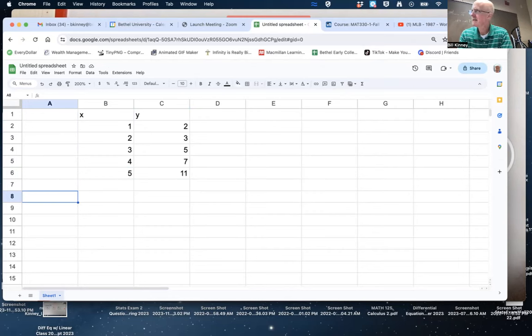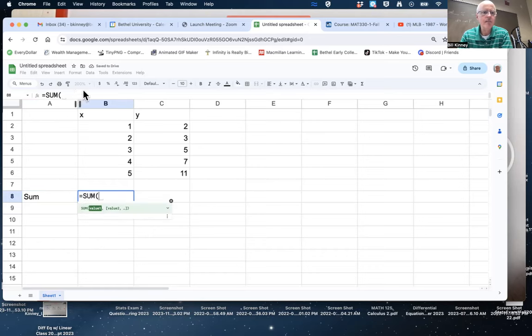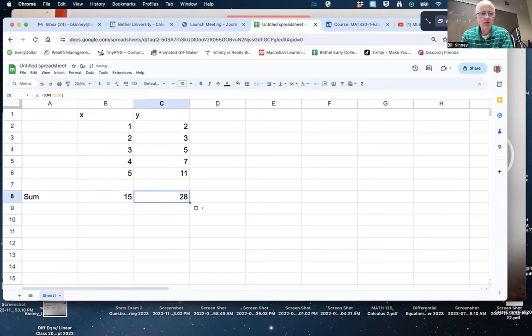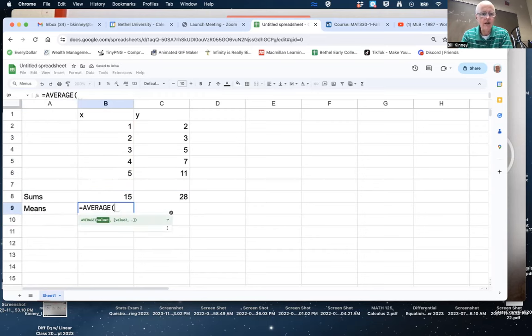And I'll show you the things I showed you at the end of class the other day, just to remind you of them. It is nice to find the sum of these columns with equals sum, like this. Copy and paste that over to add the y's as well. It's nice to find the means. I should say sums. Means with, say, just equals average, or I could divide each of those sums by 5.